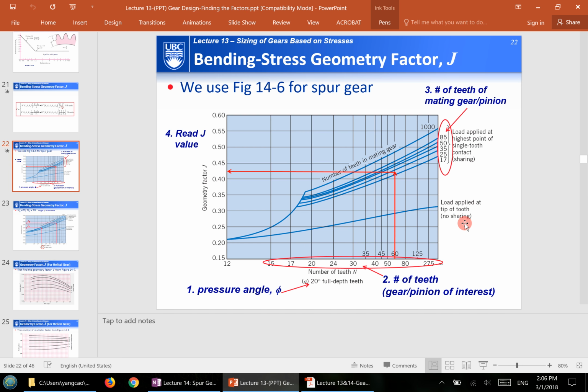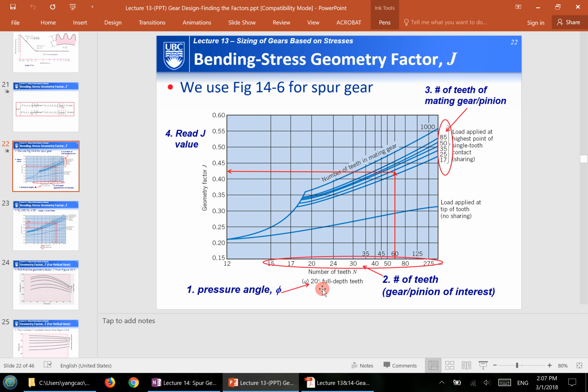No sharing is an extreme case, or a low quality case. If you have a backlash in the gearbox, when the two gears are in contact with each other, because of the backlash you may think there is more than one pair of gear teeth in contact, but probably just one tooth is actually in contact. That's that type of situation. So we're going to use this cluster of curves for our purpose. Here's how you use it.